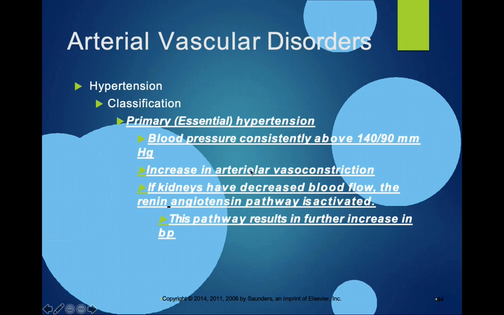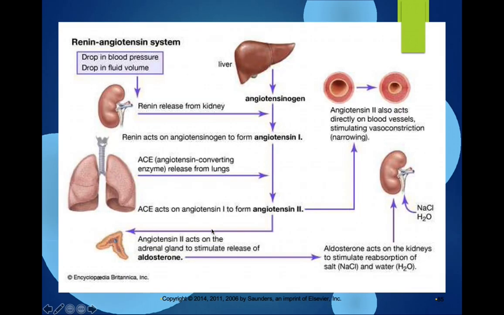There's an increase in arteriolar vasoconstriction. When the arterioles vasoconstrict, we have high blood pressure. Now, if the kidneys have decreased blood flow, that creates a reflex in which the renin-angiotensin pathway is activated, and that will increase blood pressure even more. So let's take a look here. We have a drop in blood pressure or a drop in volume. The kidneys produce renin.